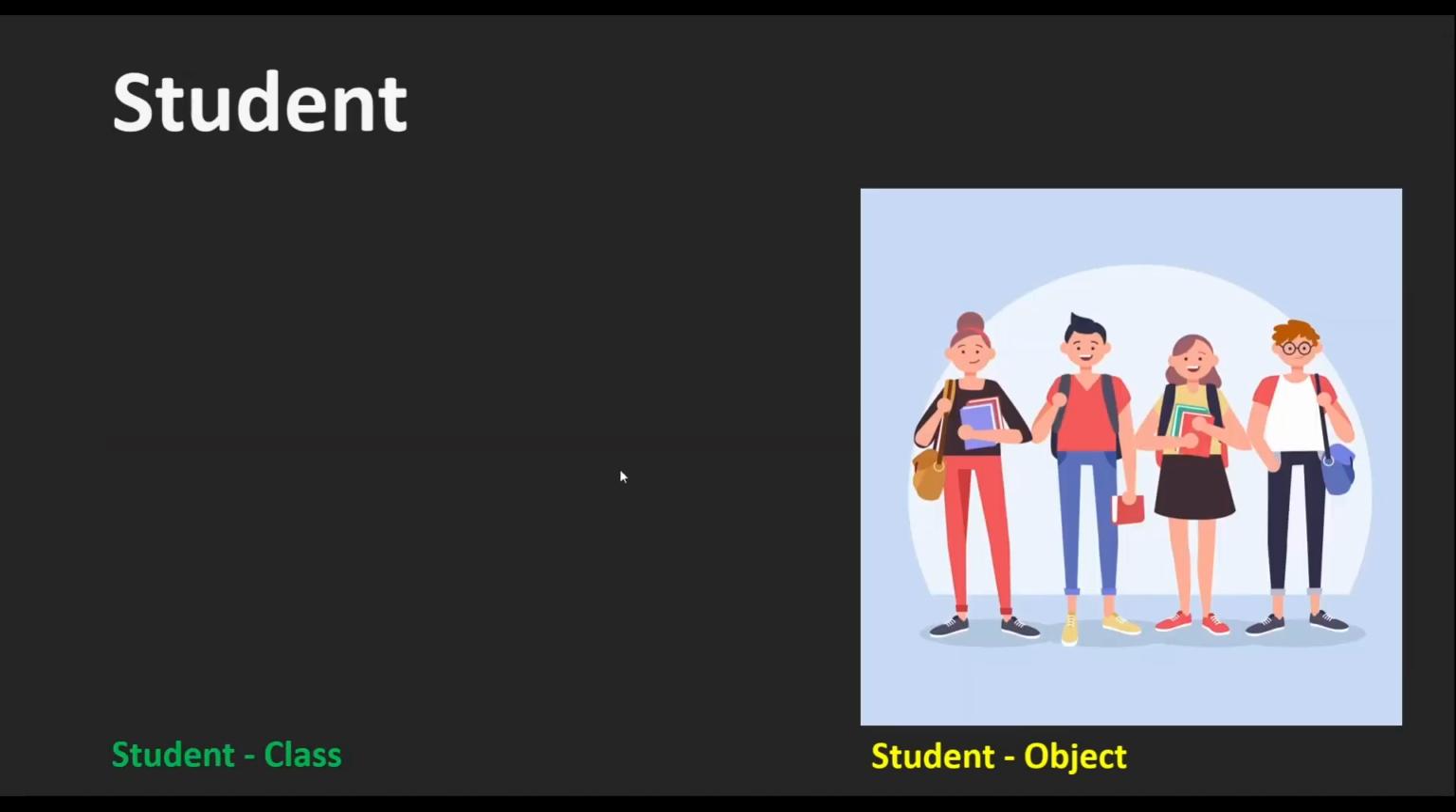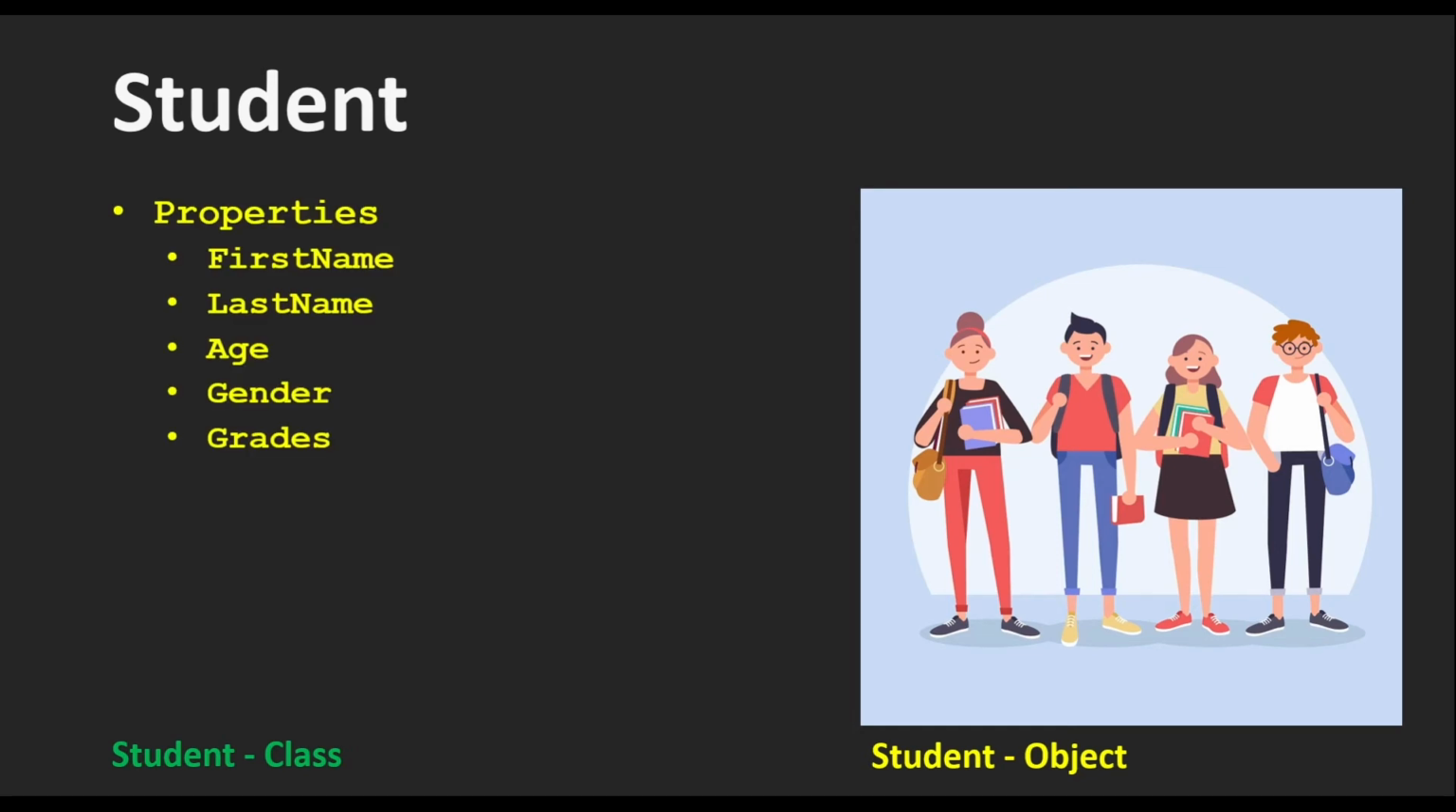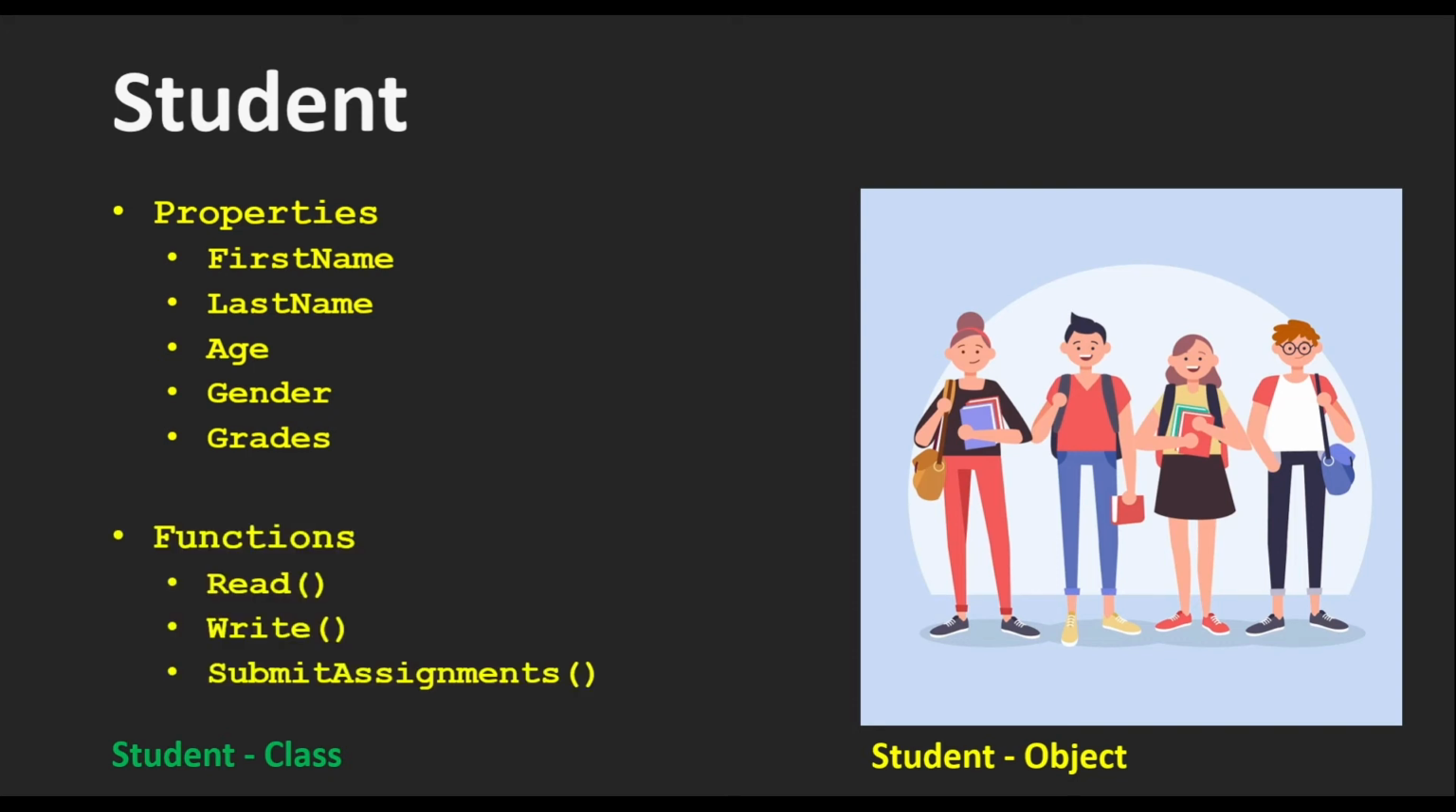Let's take a more live example. Let's say you want to create a student. Then you're going to list down its properties like student will have first name, last name, age, gender, and grades. And if the student is a good student, then they're going to read, write, and submit assignments. And using this template, you can create multiple students.